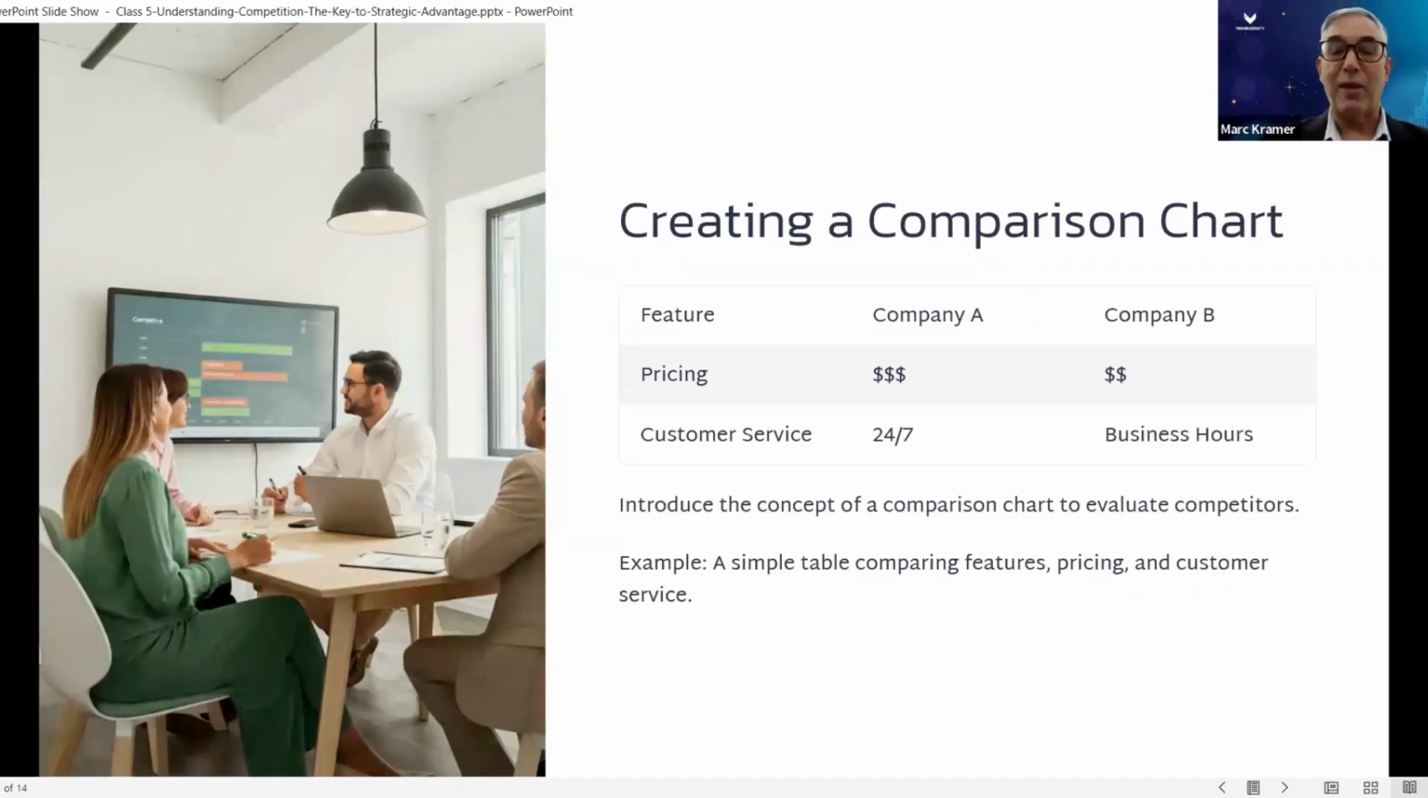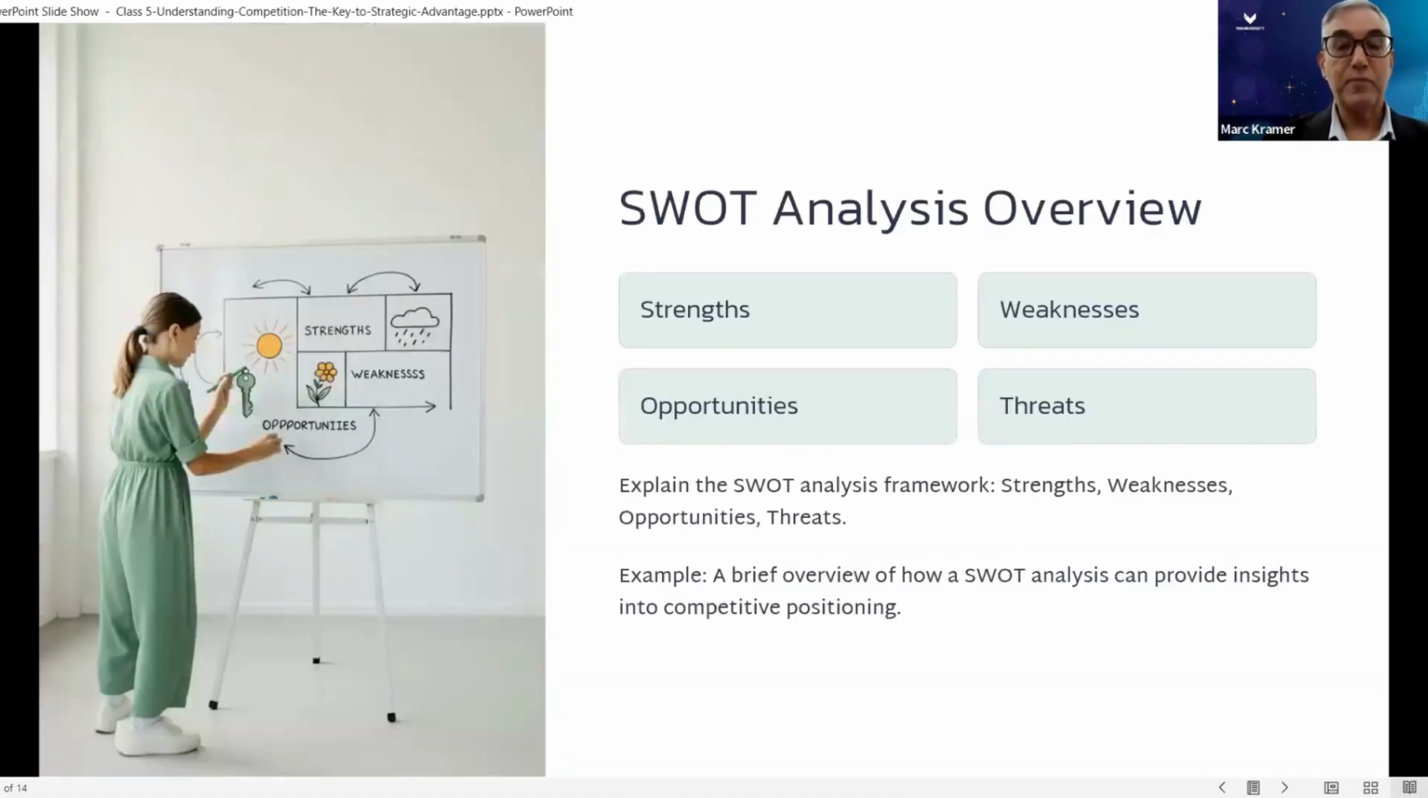So, creating a comparison chart. I always recommend to my students, because I do this for the clients I raise a lot of money for, creating an Excel spreadsheet where you have on the left side all the things you're going to compare your company and your competitors to. And so you and the competitors will be across the top, and going down the side will be all of the things you're going to compare yourself against. So you're going to have a simple table comparing features, pricing, and customer service.